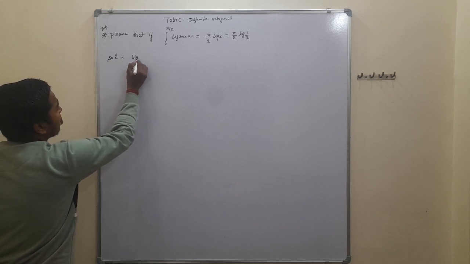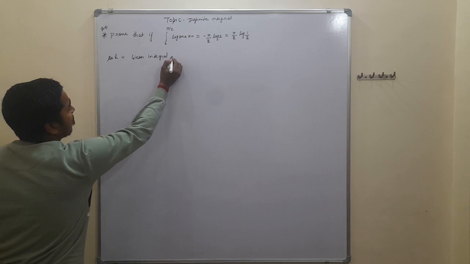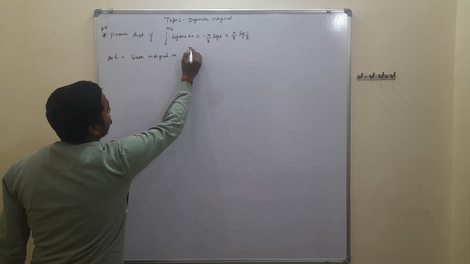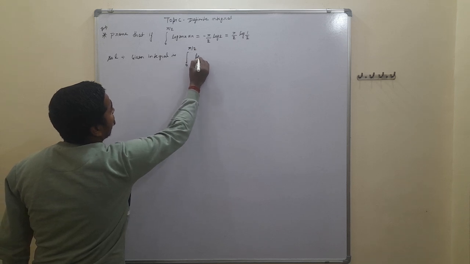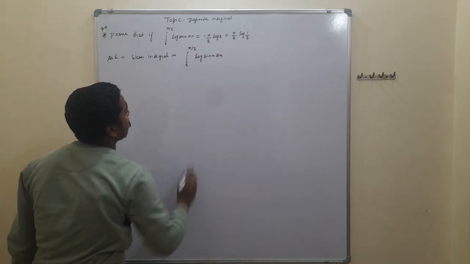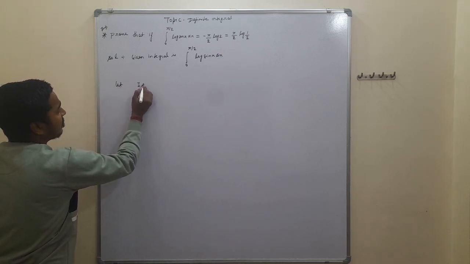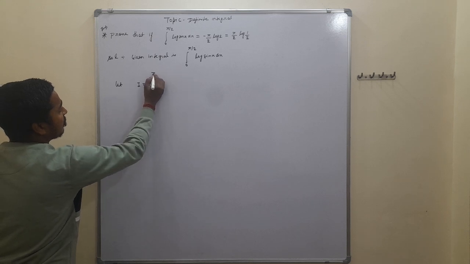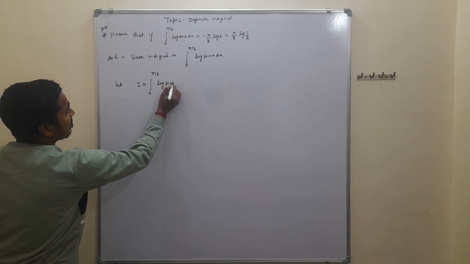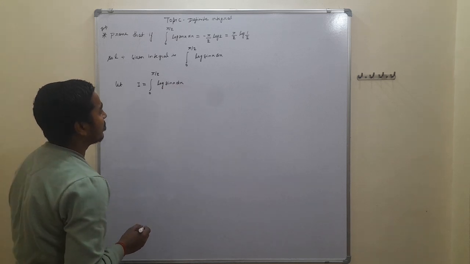The given integral is given by the integral with limits 0 to pi by 2 of log of sin x into dx. We have to let this be equal to I. I is the integral with limits 0 to pi by 2 of log sin x dx, and we have to use the property.